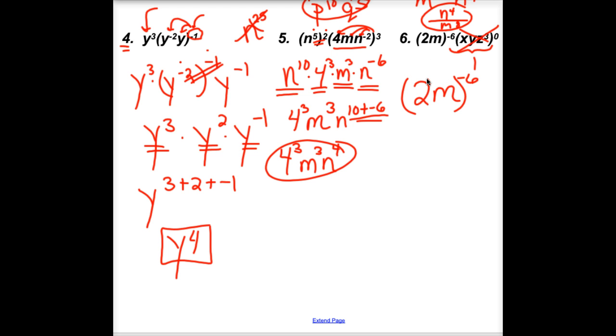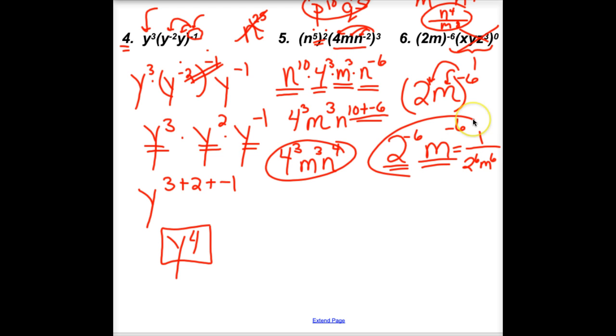But when it's in those parentheses like that, I've got to raise it to the -6. So I have 2 to the -6 and I have m to the -6. What does that do? Divide by 2 6 times, divide by m 6 times. Both of them get sent to the basement. And what remains on top? A 1.